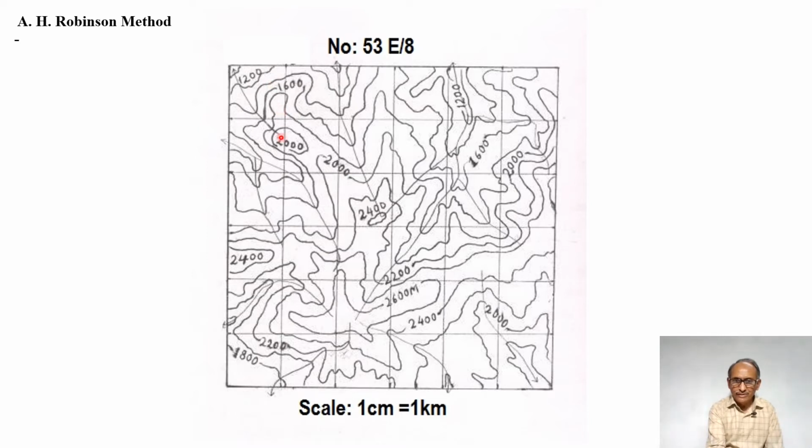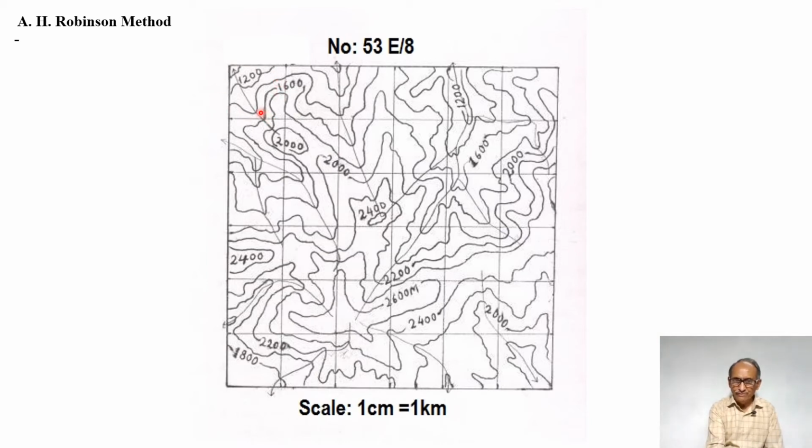Here this is 2000, so the line in between is obviously 1800. So this is the highest contour, and one more contour line given here is 1200, and this is 1000. So 1800 minus 1000, the answer is 800. That means 800 is the range, the difference between the highest contour and the lowest contour in this particular square.